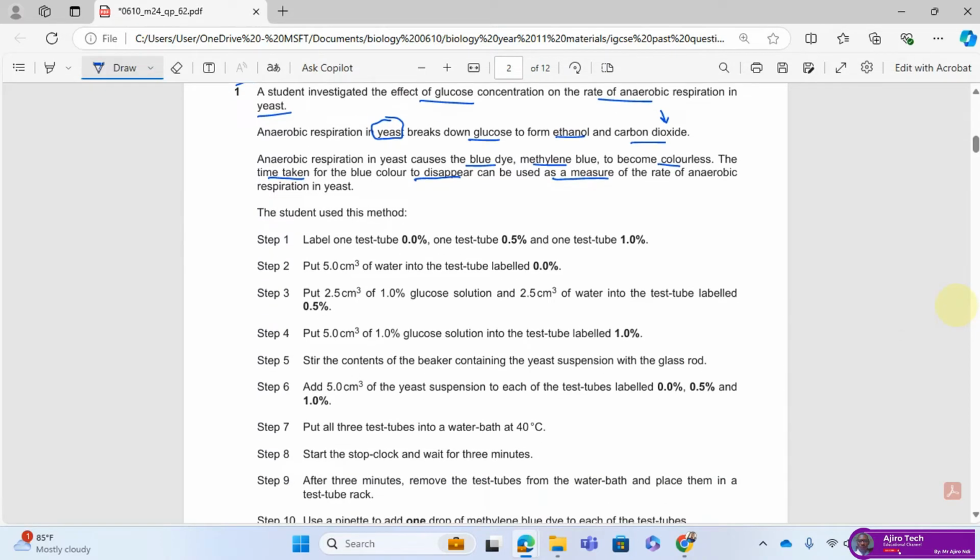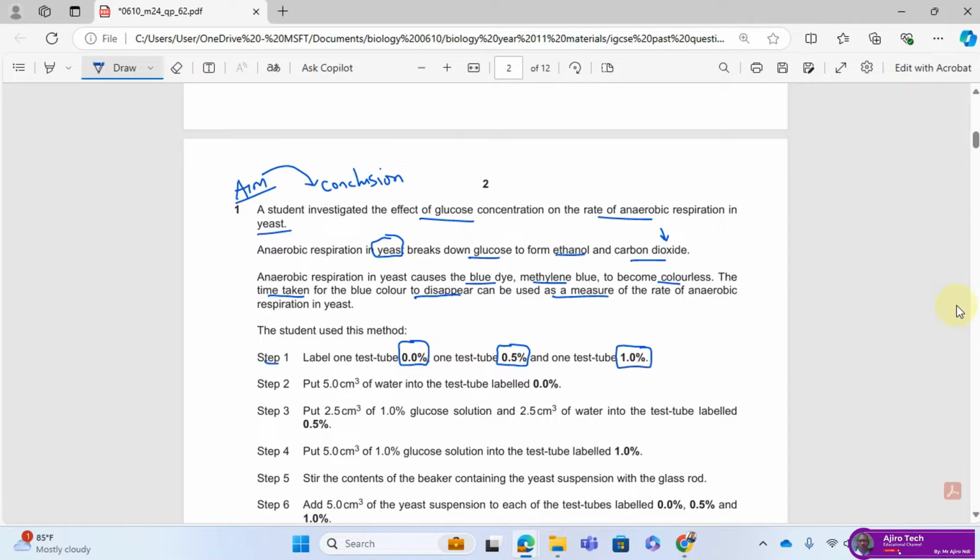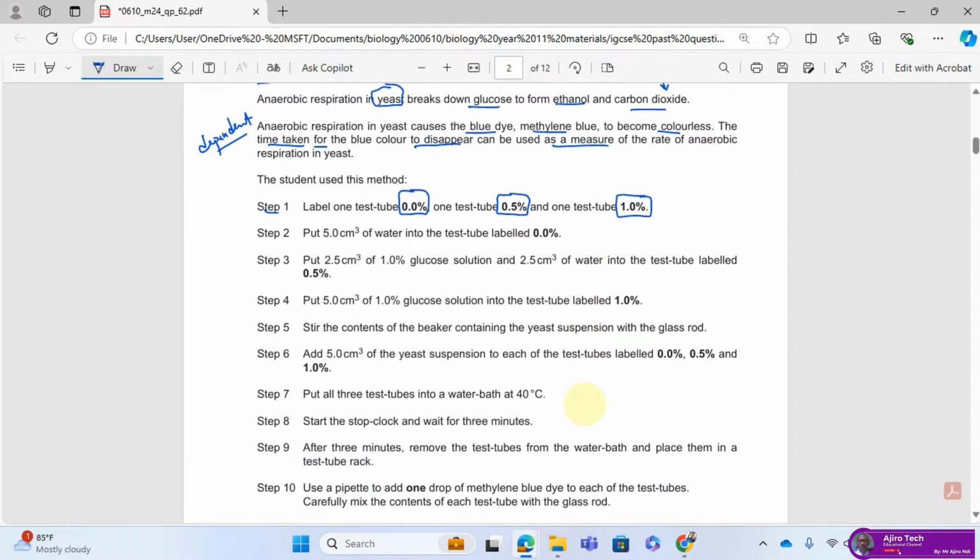Now the student's process involves, the first step is that there are 3 different concentrations of glucose labeled test tube 0.0, test tube 0.5, and test tube 1.0. So from here we can say that since it's the effect of glucose concentration, glucose is the independent variable in this experiment. And they said the time taken to turn colorless can be measured, so the time taken will most probably be our dependent variable. So let's go through the steps.